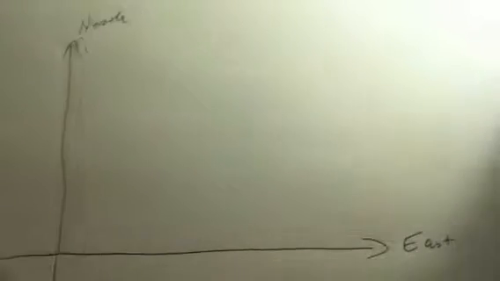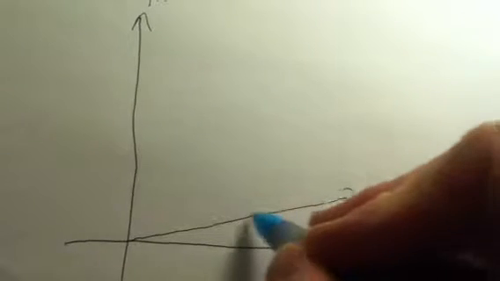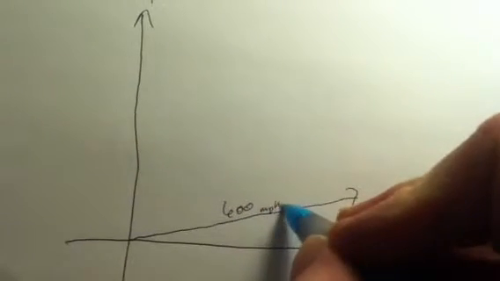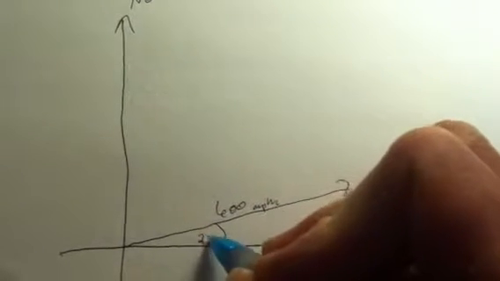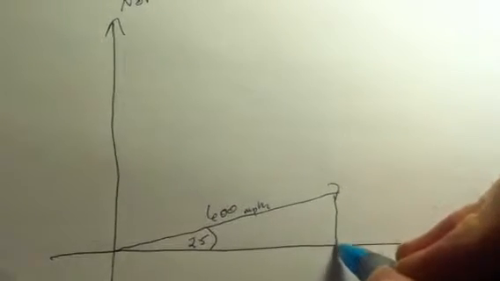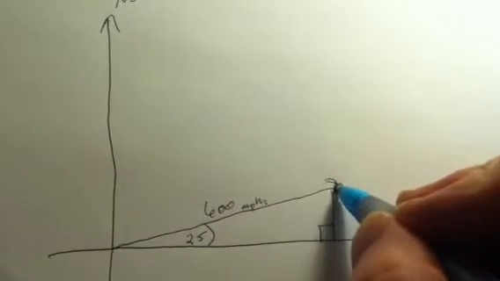Alright, I've got north and east axes here, and let's say we have an airplane that has taken off here, and he's flying, let's say, at 600 miles per hour, and let's say this is 25 degrees north of the east axis, and we can make a right triangle out of that. That represents the whole trip of the airplane. If there was no wind, he'd end up right there.